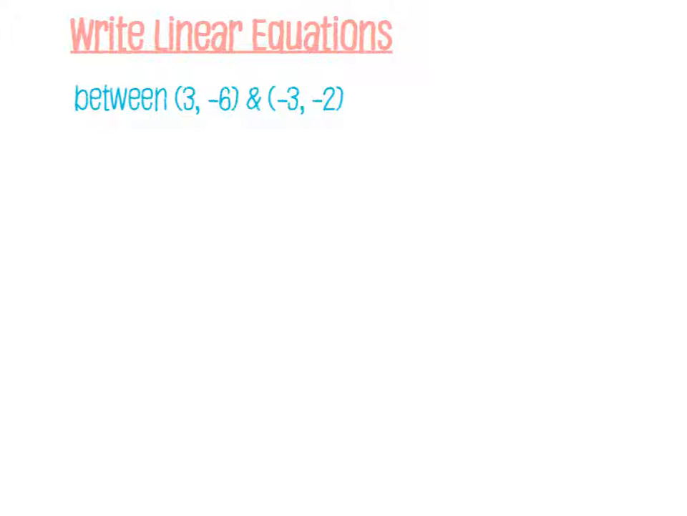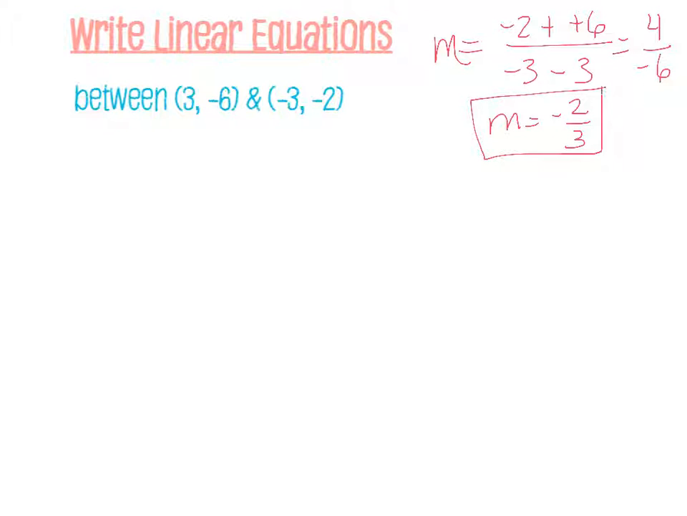The first thing to write the equation that goes between these two points is to find the slope. Using the slope formula from the previous slide, I'm going to do y minus y over x minus x. Change your signs. Looks like we're going to have a positive 4 over a negative 6. Our slope reduces to negative 2/3. So regardless of what method you like, you have to find your slope first.